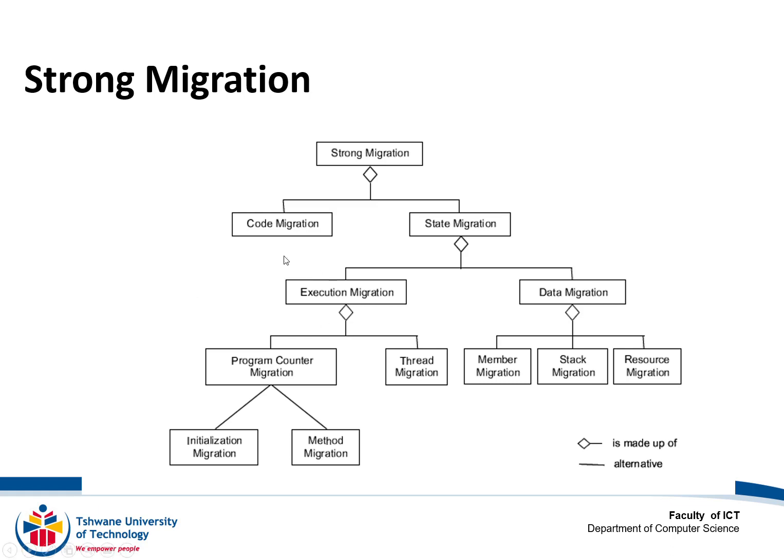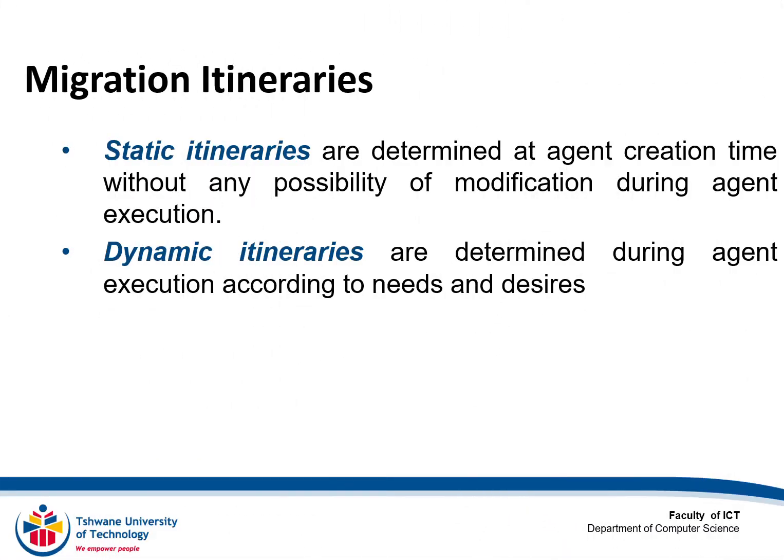But with a program counter, you can either have the initialization migration or the method migration, because remember, you might want to just restart the process, or you could just continue from a particular line of code where it had stopped executing. Okay, then we've got two types of migration itineraries. We've got static and dynamic itineraries, and static ones are basically determined at agent creation time without any possibility of them being modified whilst the agent is executing. With the dynamic one, exactly as the name says, it can be changed effectively.